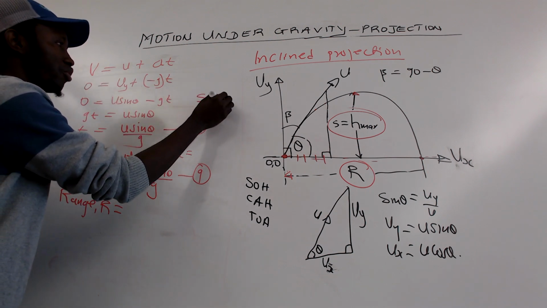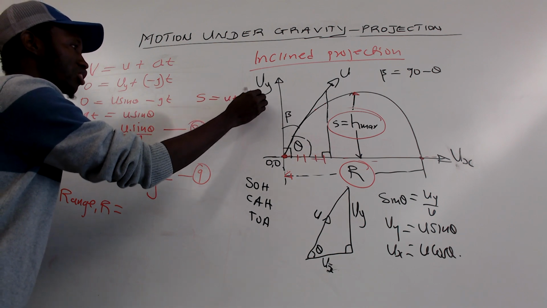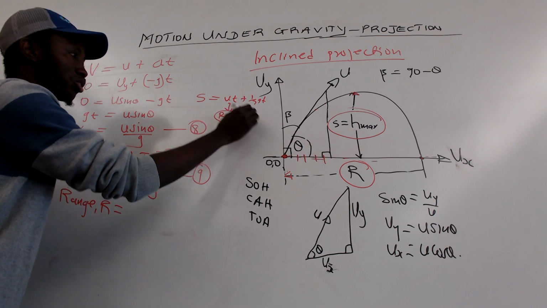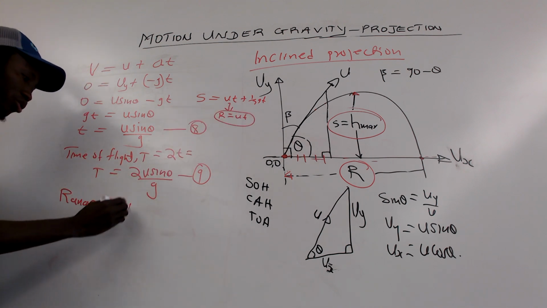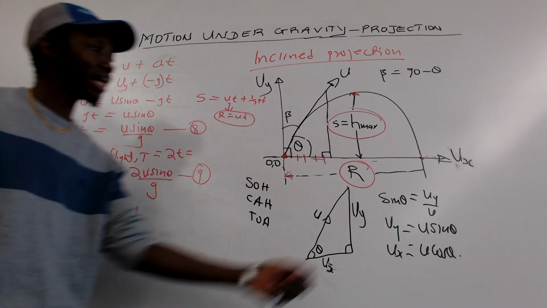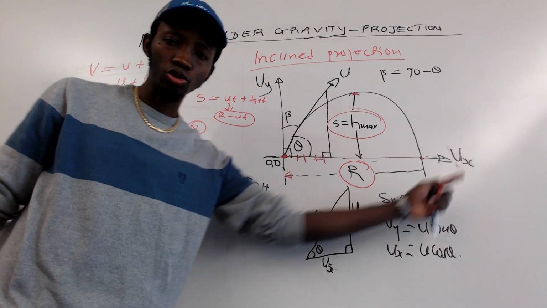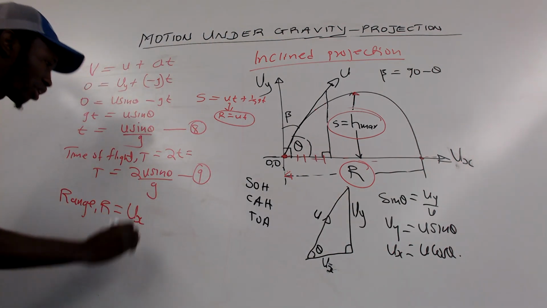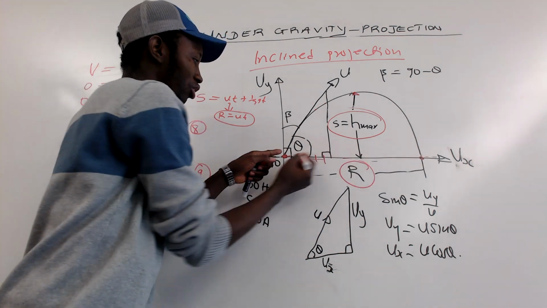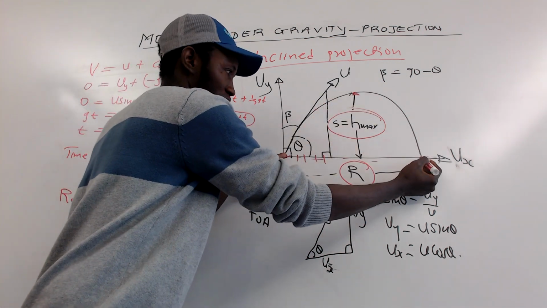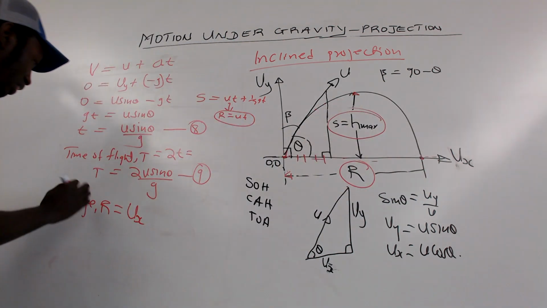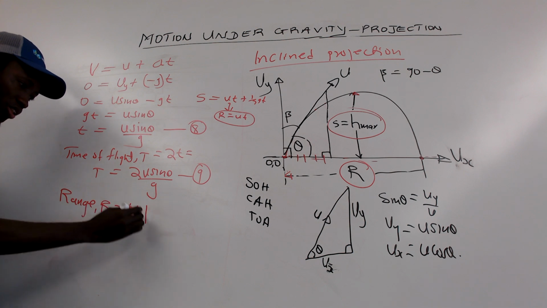From the vertical projection, we have s equals ut plus half gt square. We consider this to be the range, so R equals ut. We can also use it at this point. So R equals u, but this u now, since it's horizontal, is the horizontal component, which is Ux. We also consider the time, because the projection starts at this point and ends at this point. So this is the total time, the big T, which is referred to as the time of flight.